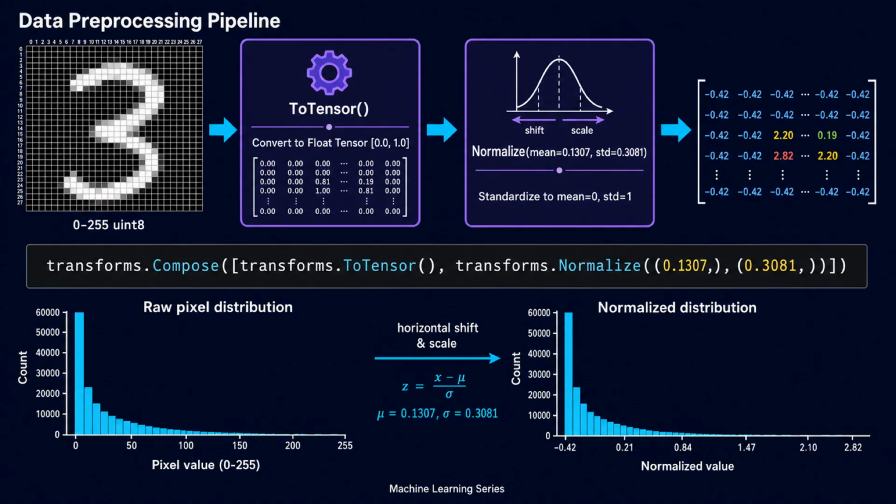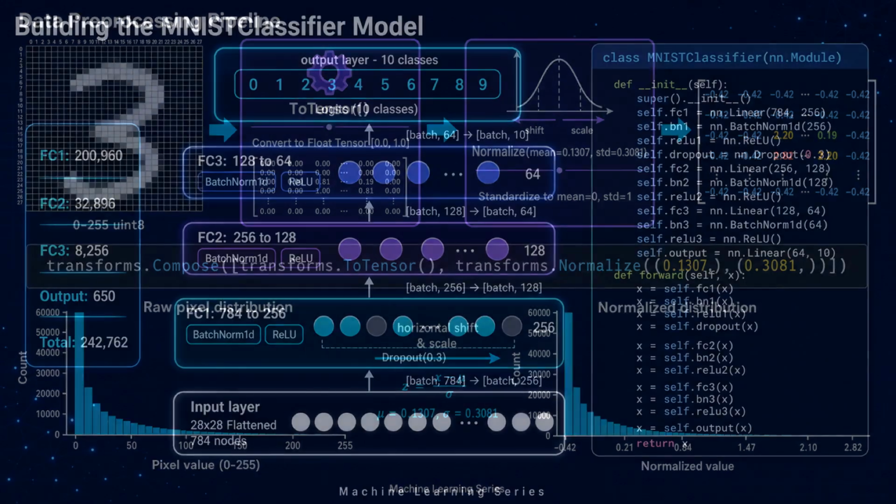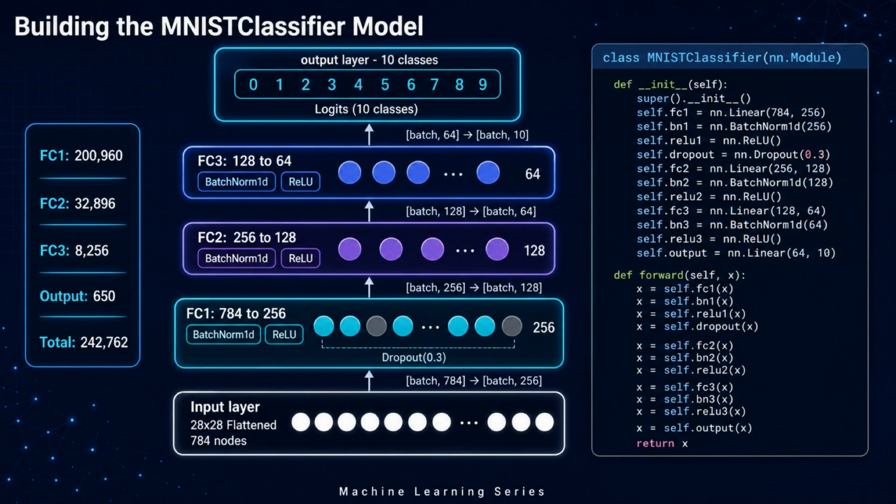The data loader wraps our dataset and handles batching with a batch size of 64, shuffling for training to prevent the model from learning the order of examples, and parallel data loading with 2 worker processes to keep the GPU fed with data. Our MNIST classifier is a fully connected neural network with 4 layers.